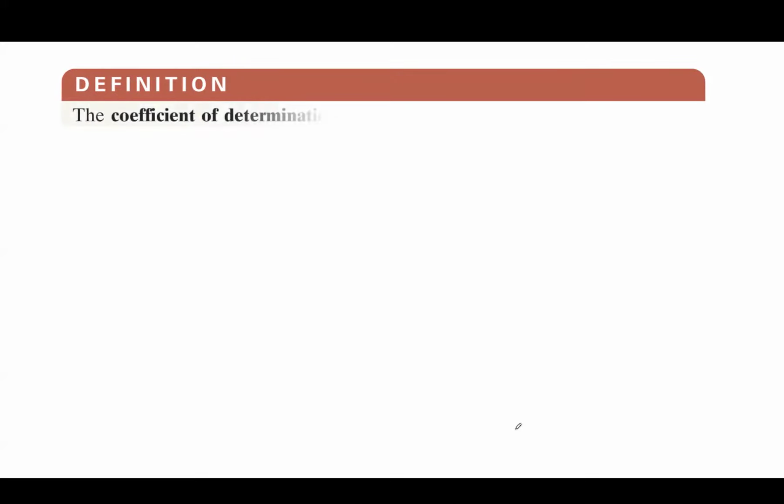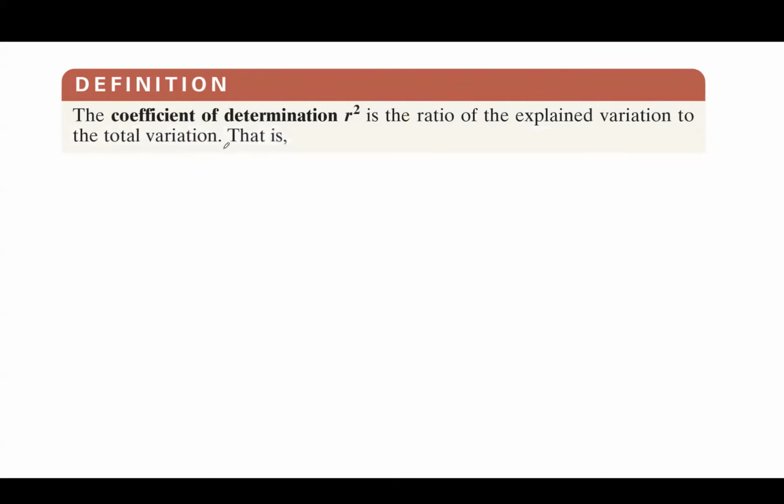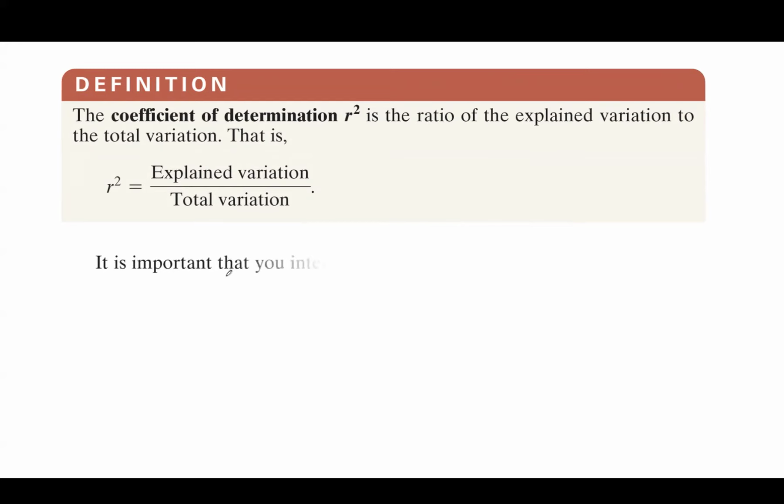The coefficient of determination, or R squared, is the ratio of the explained variation to the total variation. We can write it this way. R squared, or the coefficient of determination, is the division between explained variation and total variation. Please note that it's important that you interpret the coefficient of determination correctly.